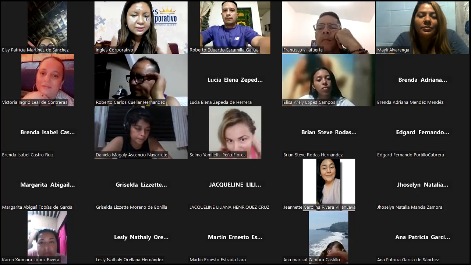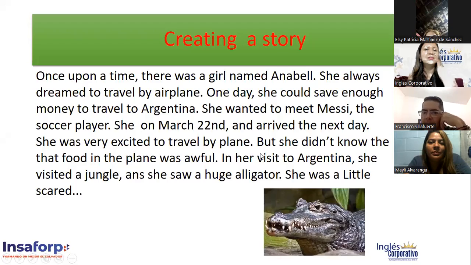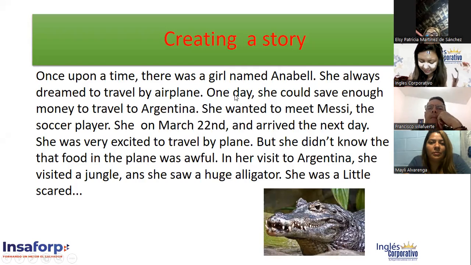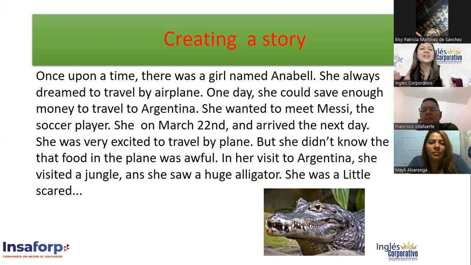Once upon a time, there was a girl named Annabelle. She always dreamed to travel by airplane. One day she could save enough money to travel to Argentina. She wanted to meet Messi, the soccer player. She on March 22.